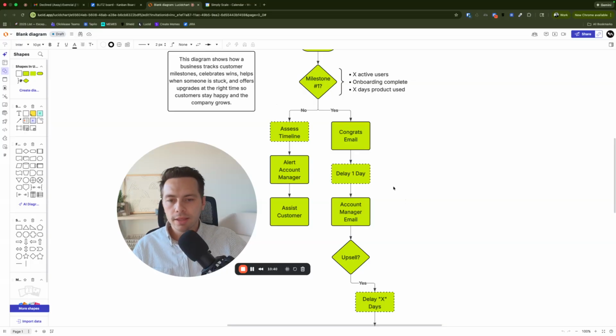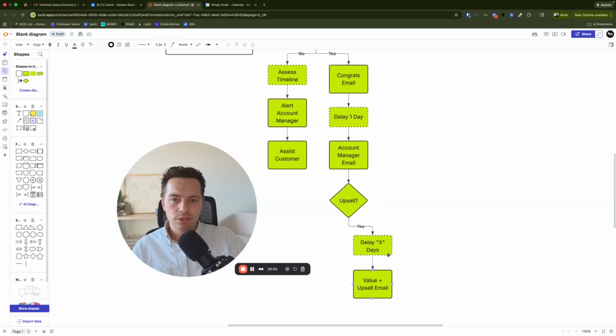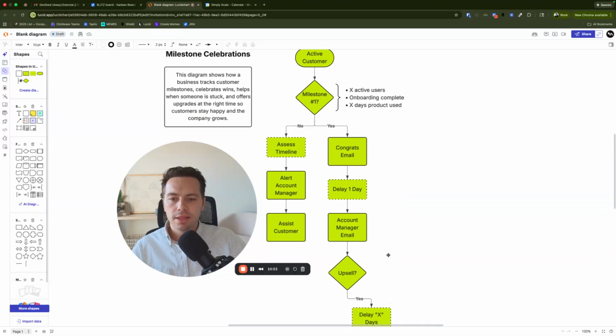So either way, really good path on no or yes. You're going to get feedback and learn, or yes, you have some more opportunities to build trust, loyalty, keep them with you, and hopefully upsell them on some additional features, products, or services that you have.